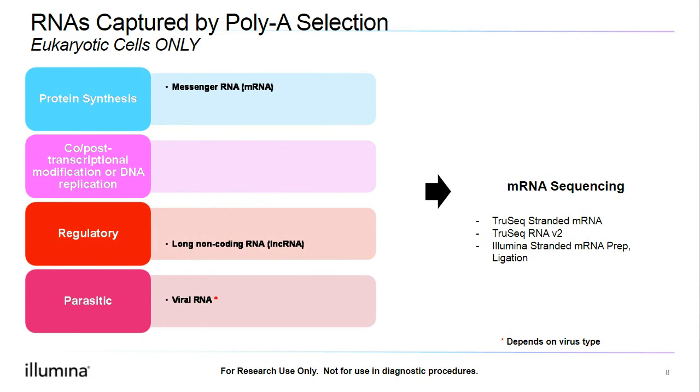Another common way to enrich for a particular type of RNA is by poly-A selection. Most messenger RNA and long non-coding RNA are polyadenylated, so we can use beads that contain poly-T nucleotides to capture these specific transcripts. If we have viral RNA within cells and they're polyadenylated, these also can be captured. The kits that we have available for this method are our TruSeq Stranded mRNA, TruSeq RNA V2, and Illumina Stranded mRNA kit.